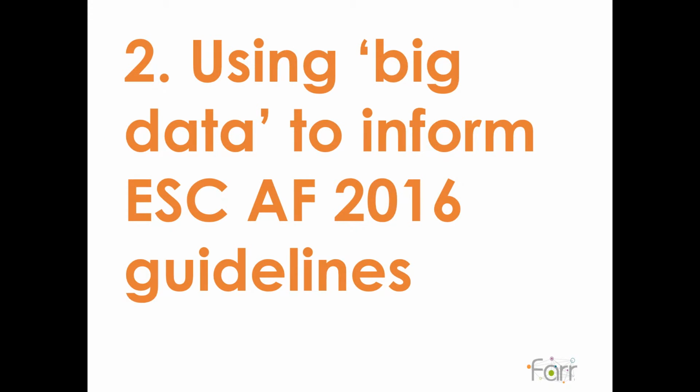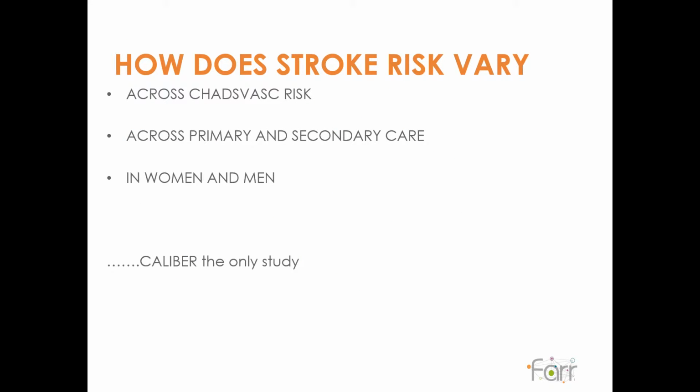So the second comment I want to make is, as we've just heard, how do we turn these data to good account in terms of guidelines? I'm not going to dwell too long on this, but just to give you a little bit of information of commissioned research by ESC that informed these guidelines. So across CHA2DS2-VASc risk, across primary and secondary care, separately in women and men, what does stroke risk look like?